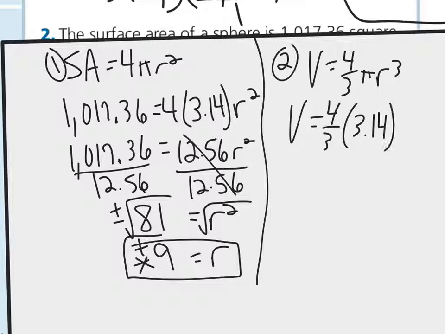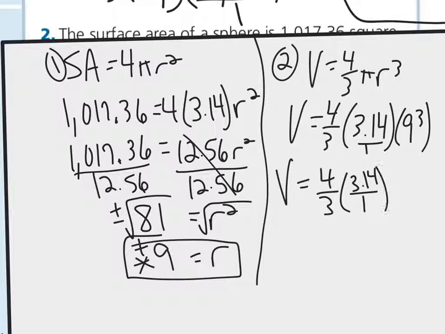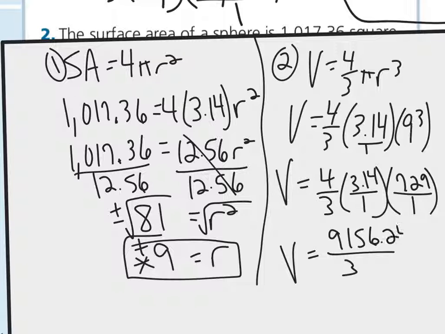We're using 3.14 for pi. So that's 729, and then we can multiply this all out. So that would be 9,156.24 over 3. And then when you divide that out, you should get 3,052.08 cubic inches.